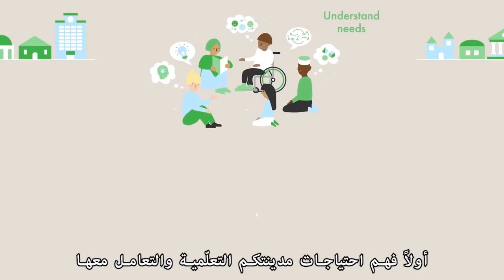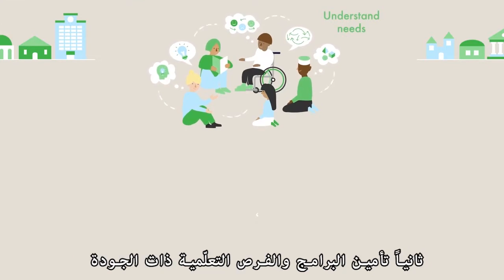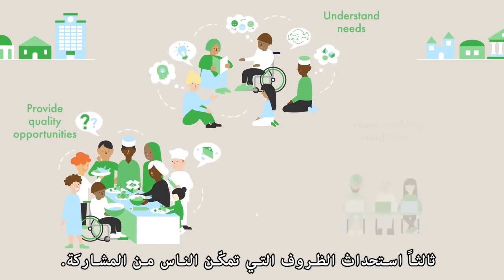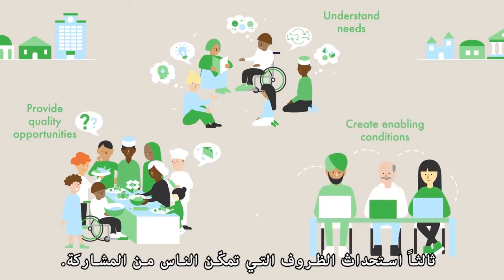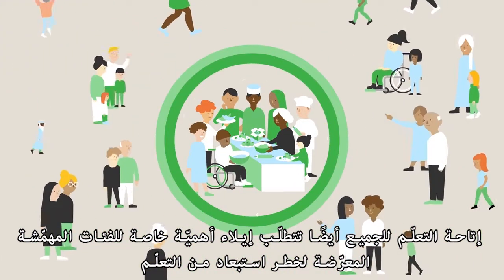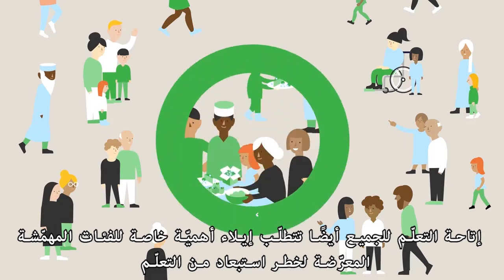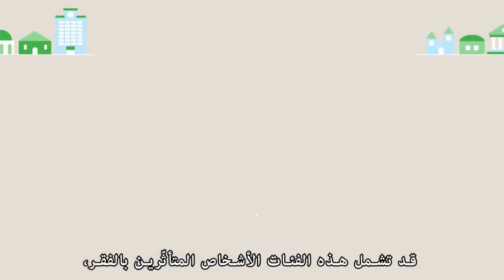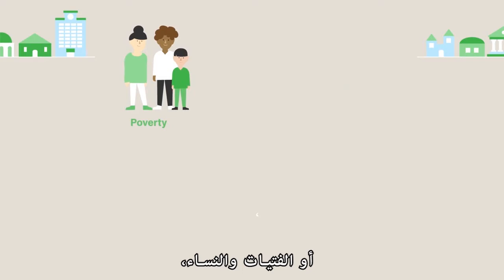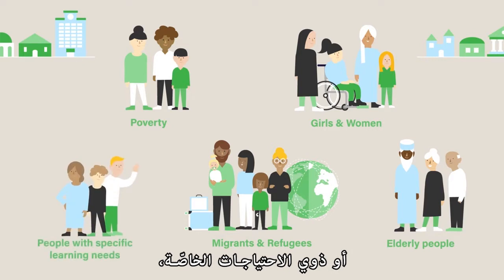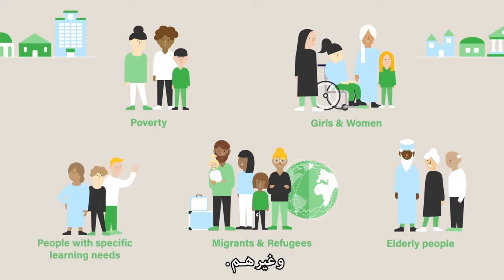It means, first, understanding and addressing the learning needs of your city. Second, providing quality learning programs and opportunities. And third, creating conditions that will enable people to participate. Making learning accessible to everyone also requires paying particular attention to marginalized and vulnerable groups at risk of being excluded from learning. These might be people affected by poverty, girls and women, migrants and refugees, elderly people, or people with specific learning needs, among others.